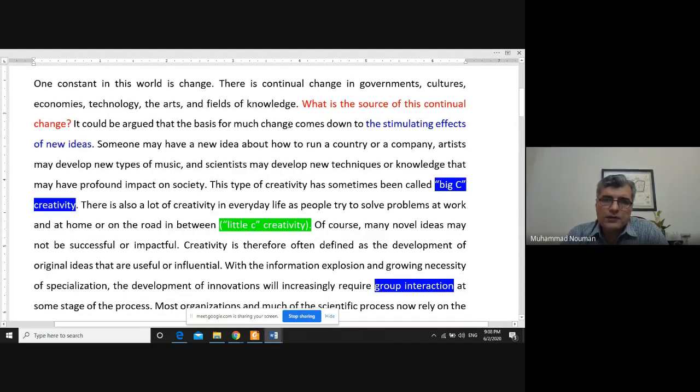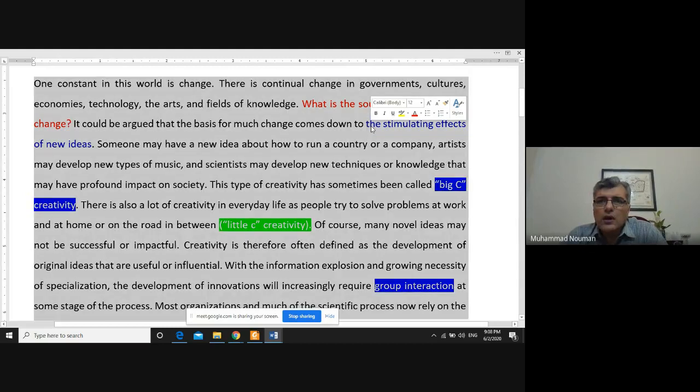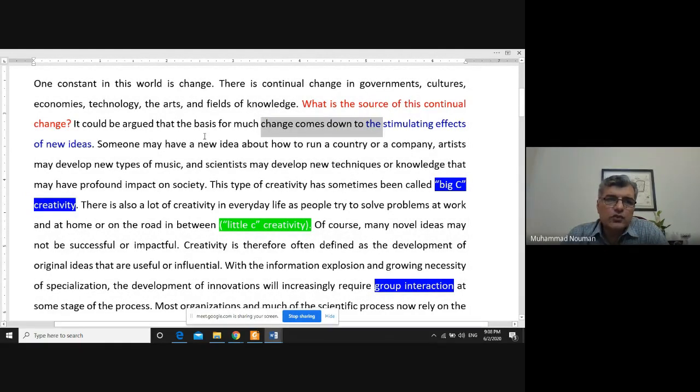and it tries to answer this, or hint an answer, by suggesting that this is through the stimulating effects of new ideas. We as human beings, as intellectuals, as people who can think, who can visualize, who can imagine, we have the capability or capacity to stimulate new ideas in any walk of life that we deal with.